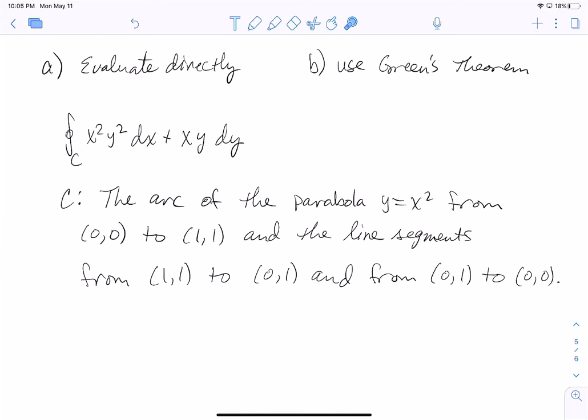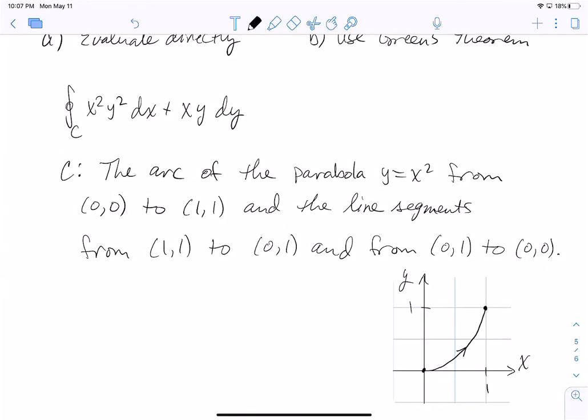For the line integral over the positively oriented C of x squared y squared dx plus xy dy, we're going to evaluate directly and use Green's theorem. C is the arc of the parabola y equals x squared from (0, 0) to (1, 1), and the line segments from (1, 1) to (0, 1), and from (0, 1) to (0, 0). Let's see what that looks like.